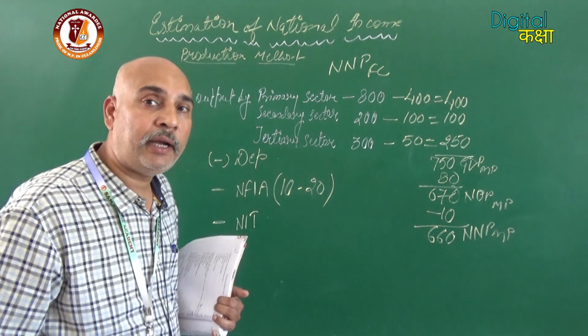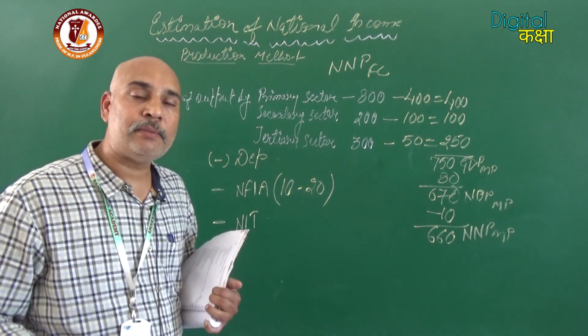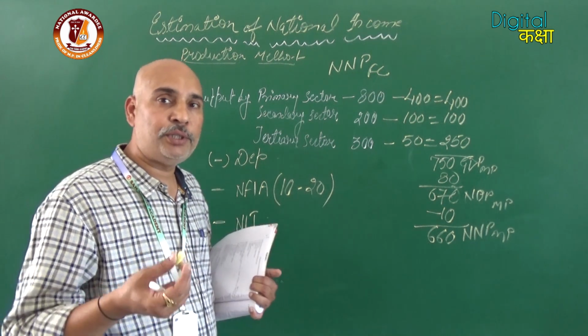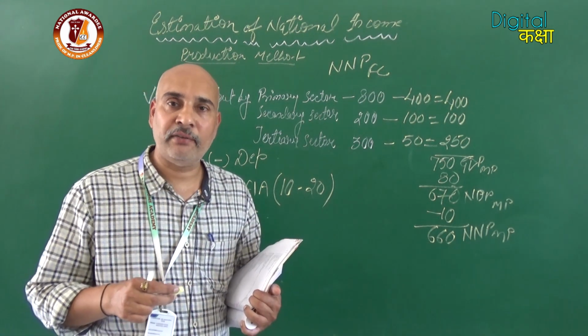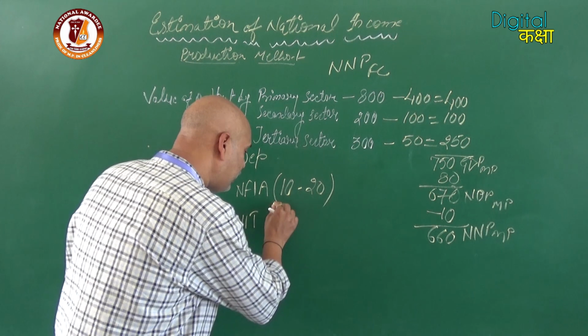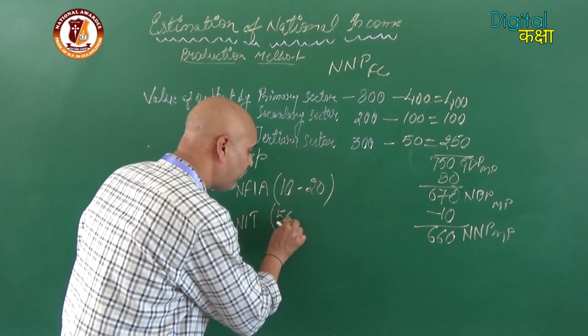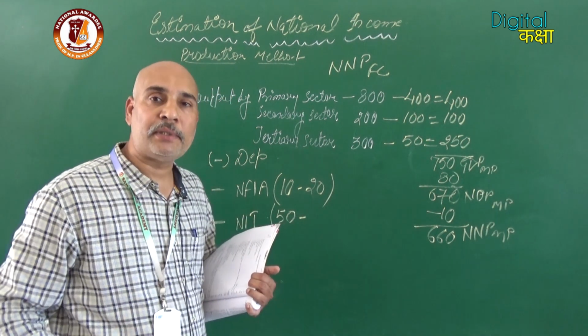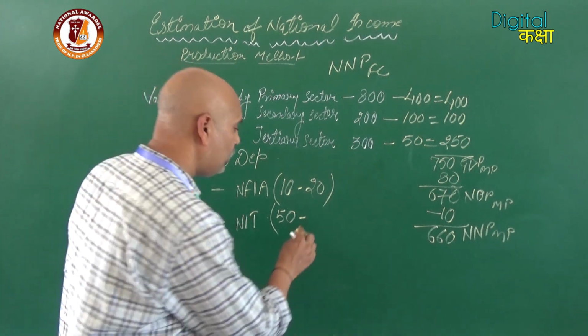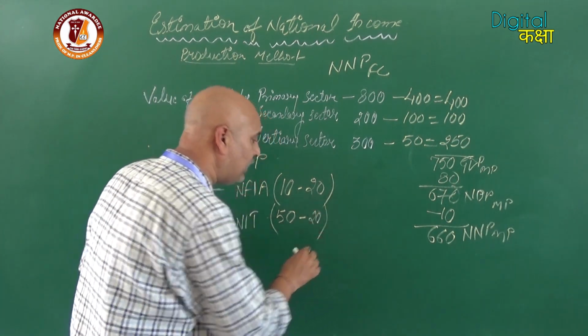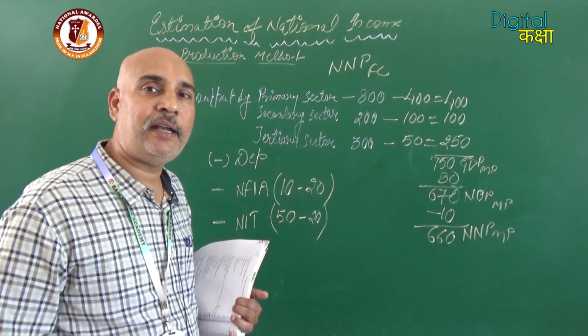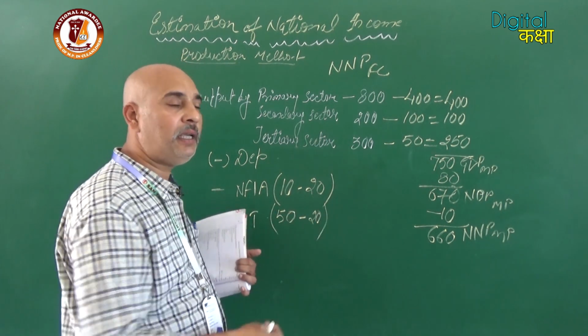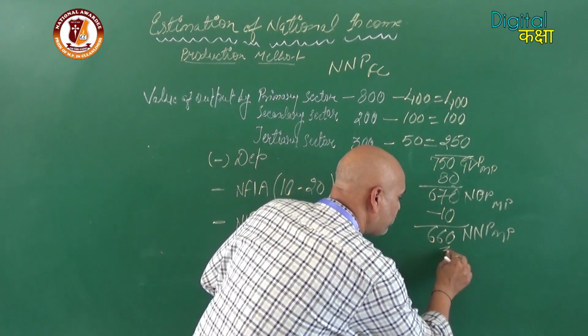Value of NIT will be found through indirect taxes minus subsidies. In this question, net indirect tax is not given directly. The value of the indirect tax is given as 50, minus the subsidy. The value of the subsidy is given as 20. So what will be left? 30 as net indirect taxes. This 30 will be subtracted.